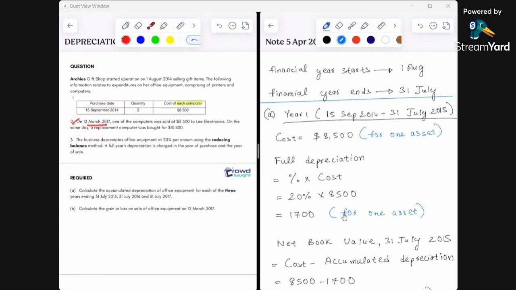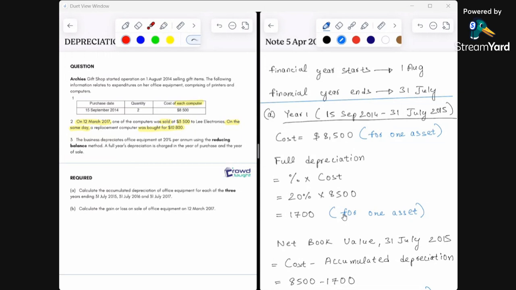On 12 March 2017, one of the computers was sold at $3,500 to Lee Electronics. On the same day, a replacement computer was bought for $10,800. So based on the second line of information that we're given, we have two important dates. The first one being the 12th of March 2017, when we sold one of the computers for $3,500, and then on that same day, which is again the 12th of March 2017, we purchased a new computer for $10,800.